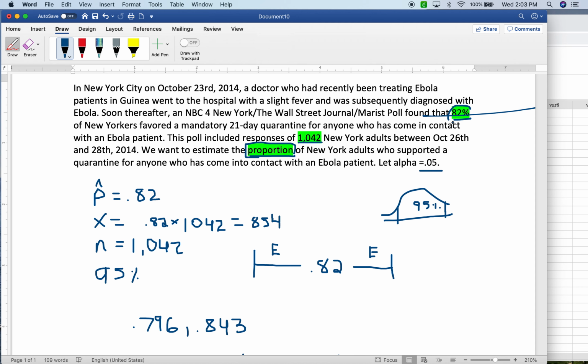So we had our percentage here, which was our p hat. We had our n, and we had to find our x. And then once you have all of those and your level of confidence, put it into StatCrunch and then make sure you interpret. So that is how you create confidence intervals to estimate population proportions in StatCrunch.